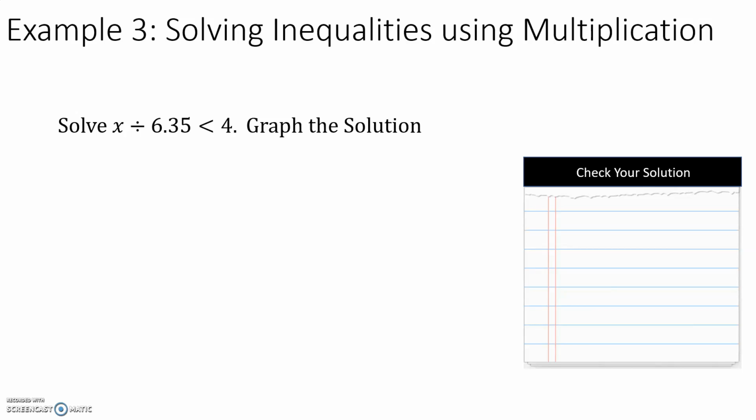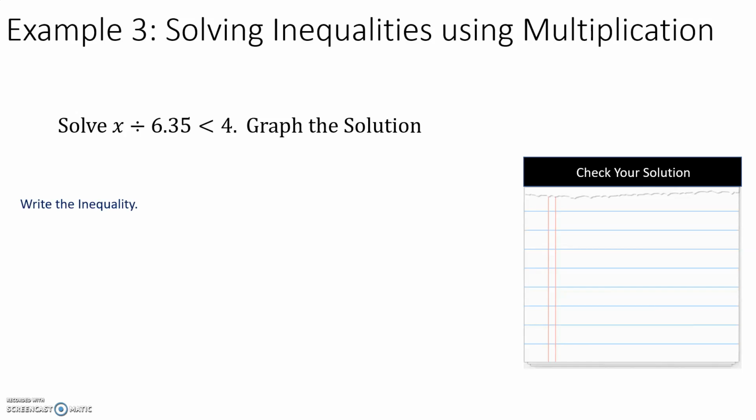All right, so this will be the last example that we do before we go into the on your own as well as the word problems. So this is the same thing. X divided by 6 and 35 hundredths is less than 4, right? Just because I have a decimal, I follow the same rules.